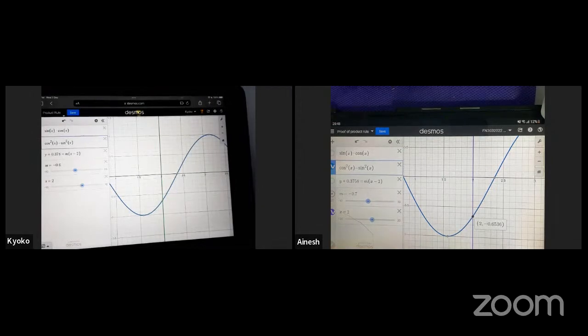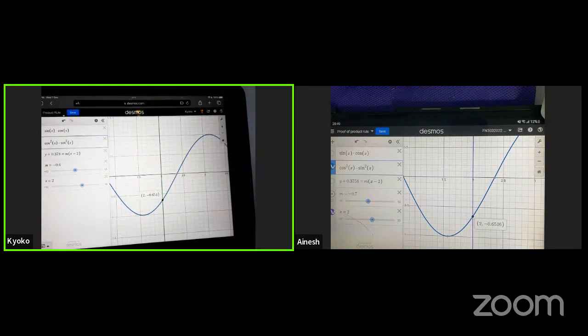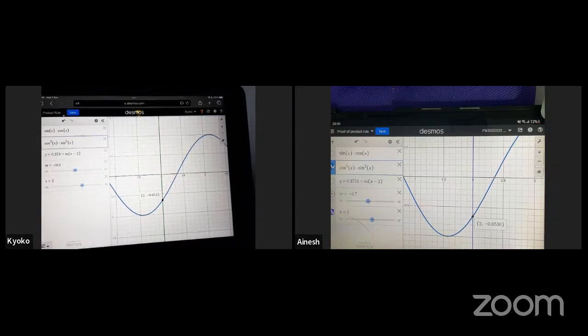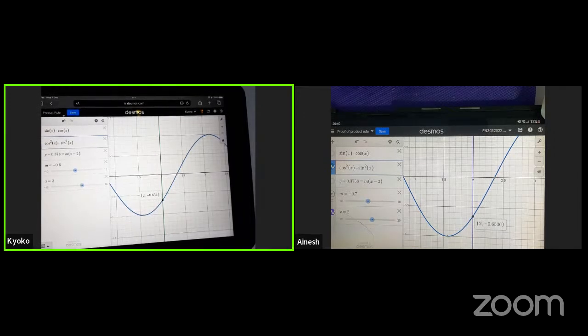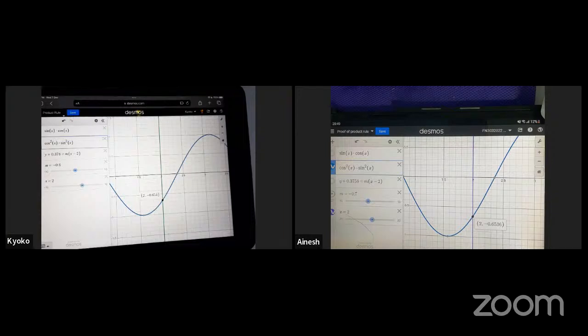Now, Kyoko, I want to see you click the point. Both of you did not click this point at first, perhaps because it is very confusing. Now it is clear. Look at the result of this point, 2, not surprising, comma, minus 0.6536. What does this tell us? Kyoko? What does this tell us? This is the gradient of the tangent line, which is close enough or not to your own prediction. Yes. How about you, Ainesh? Yeah, okay, that makes sense.